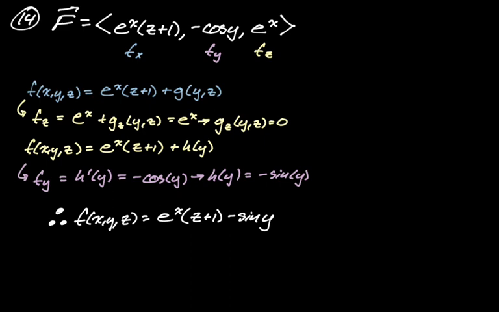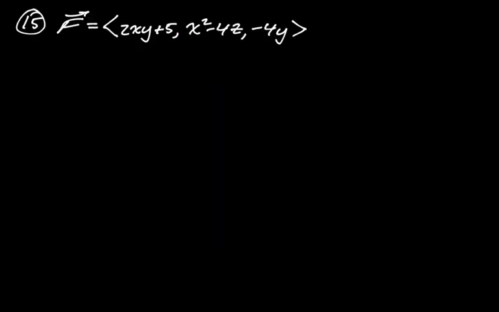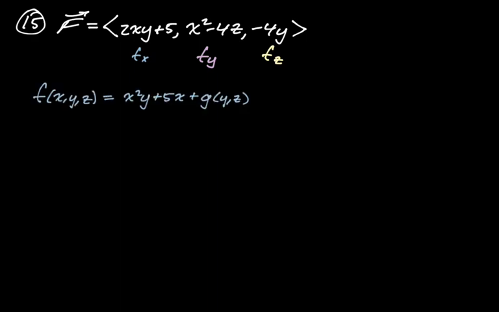All right, let's look at another one. So we are given the vector field 2xy plus 5, x minus 4z, negative 4y. If this is in fact conservative, then this will be partial x, partial y, partial z of our potential function. So let's start by integrating partial x with respect to x and see what we get. That's going to give us x squared y plus 5x plus our arbitrary function of y and z, which would have a derivative of 0 with respect to x. That's why we throw in that arbitrary function.